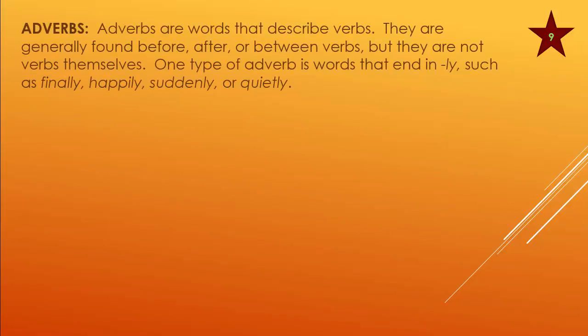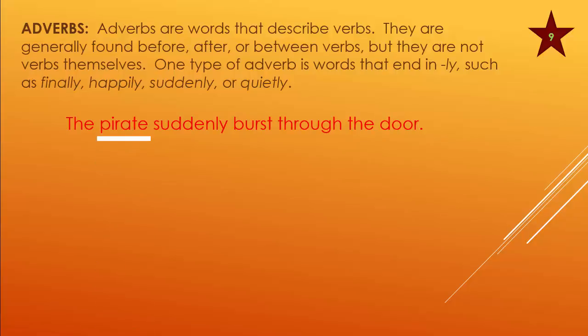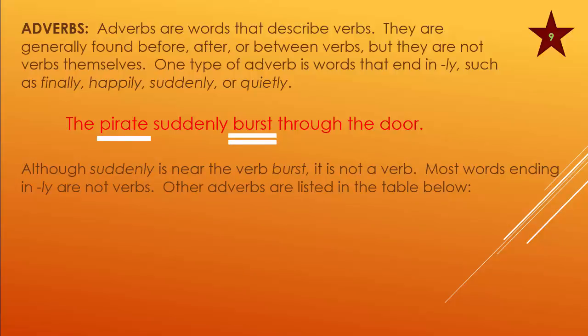Number 9. Adverbs are words that describe verbs. They are generally found before, after, or between verbs, but they are not verbs themselves. One type of adverb is a word that ends in ly, such as finally, happily, suddenly, or quietly. The pirate suddenly burst through the door. Pirate, burst, subject, verb. Although suddenly is near the verb burst, it is not a verb. Most words ending in ly are not verbs.